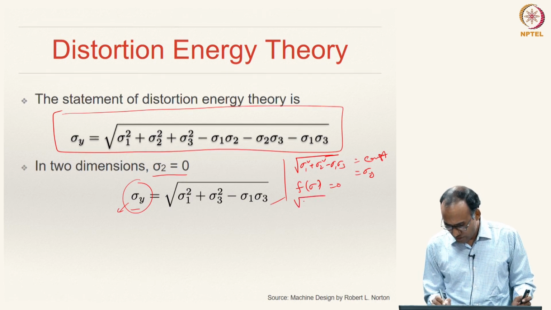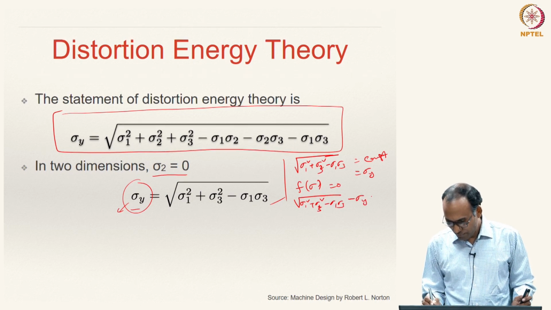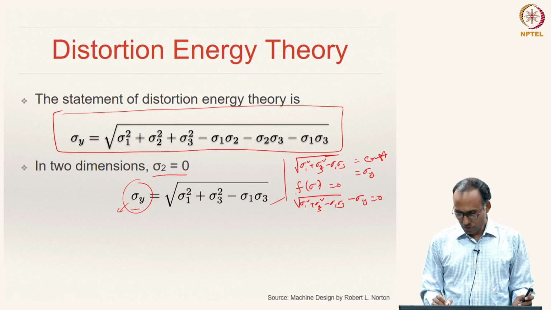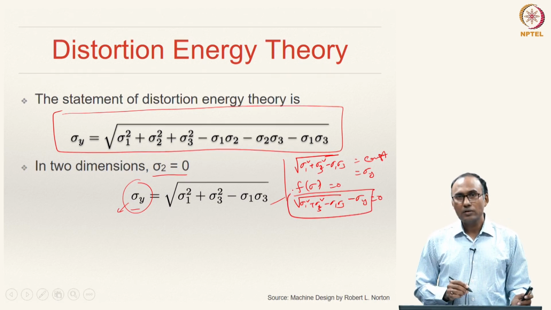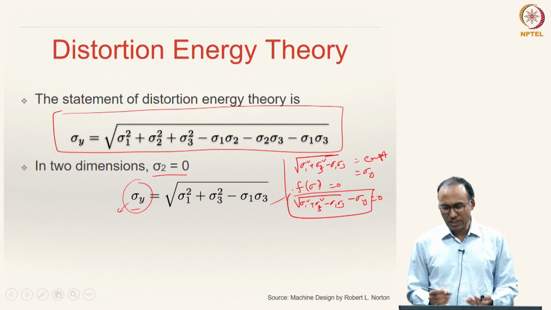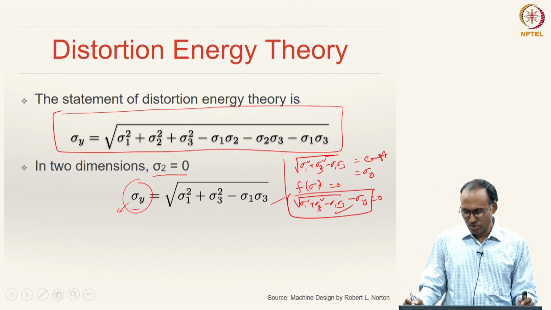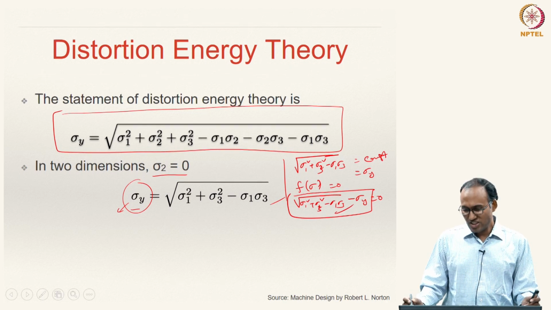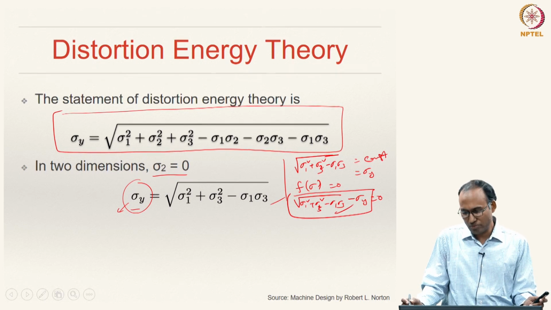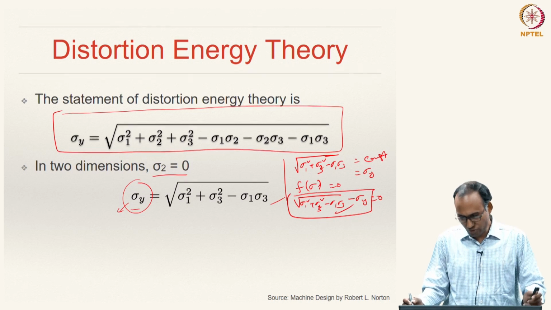How can we write that? The square root of sigma 1 square plus sigma 3 square minus sigma 1 sigma 3 minus sigma y equal to 0. So, that is our f of sigma, right. This is a general form. For distortion energy theory, that f of sigma happens to be the square root of sigma 1 square plus sigma 3 square minus sigma 1 sigma 3 minus sigma y, or sigma 1 square plus sigma 3 square minus sigma 1 sigma 3 minus sigma y square. You can also write it that way.